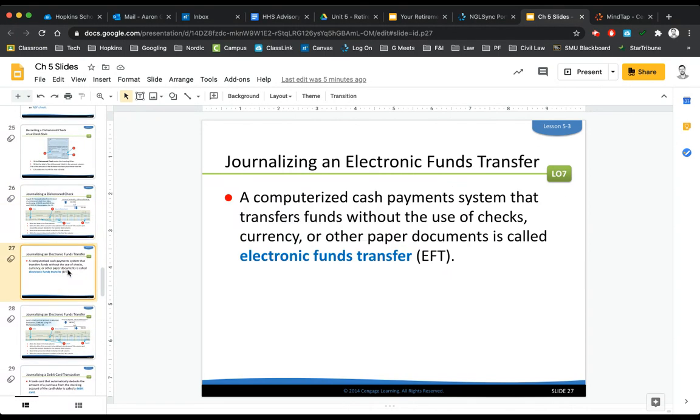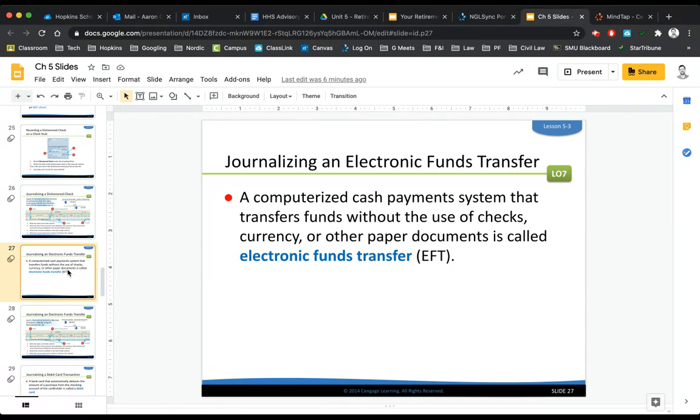The next one of the 3 new types of transaction is an electronic funds transfer, which is just a computerized cash payment that transfers funds without the use of a check, currency, or other sort of paper documents. So this could be paying for something online, linking it straight to your checking account. Another example of an electronic funds transfer is when you pay for anything using Venmo.